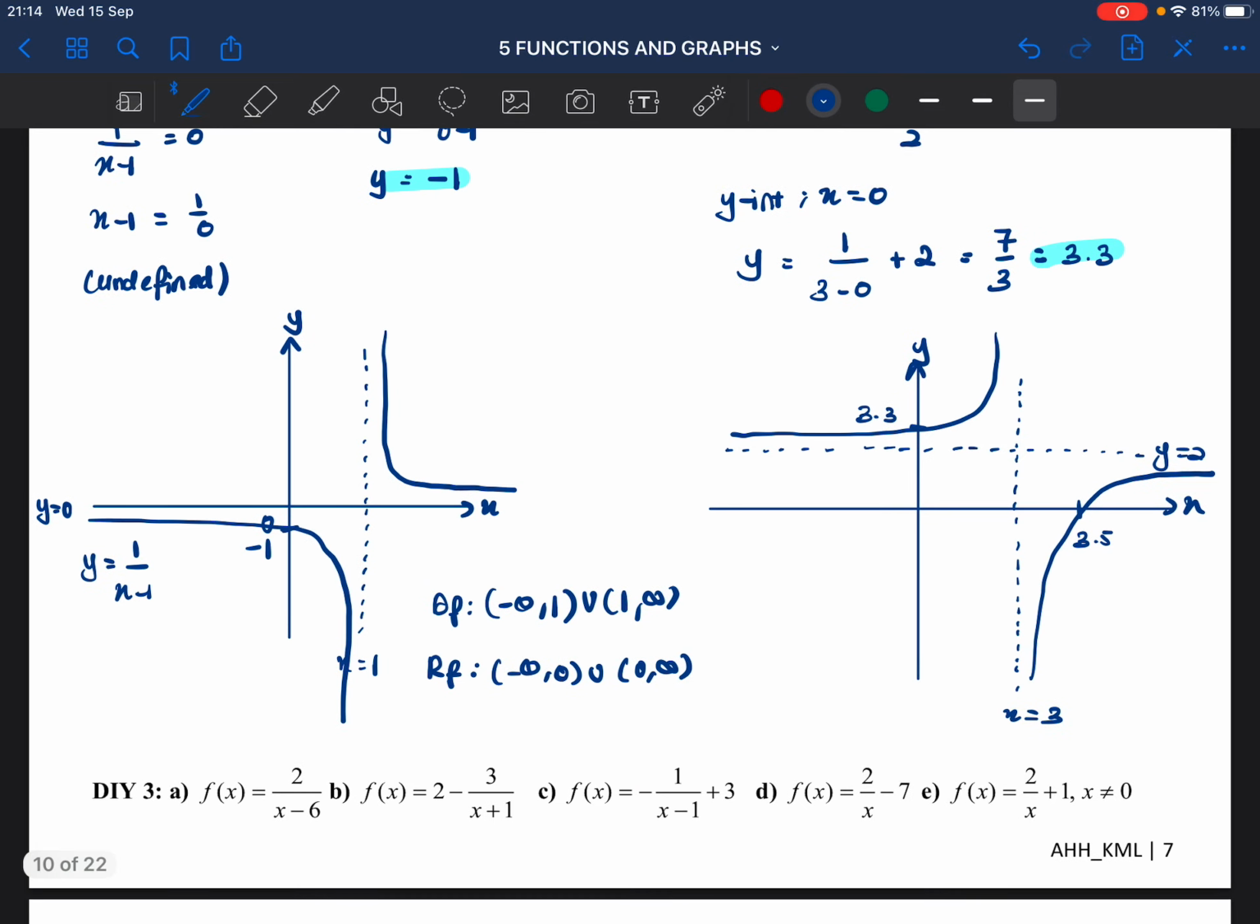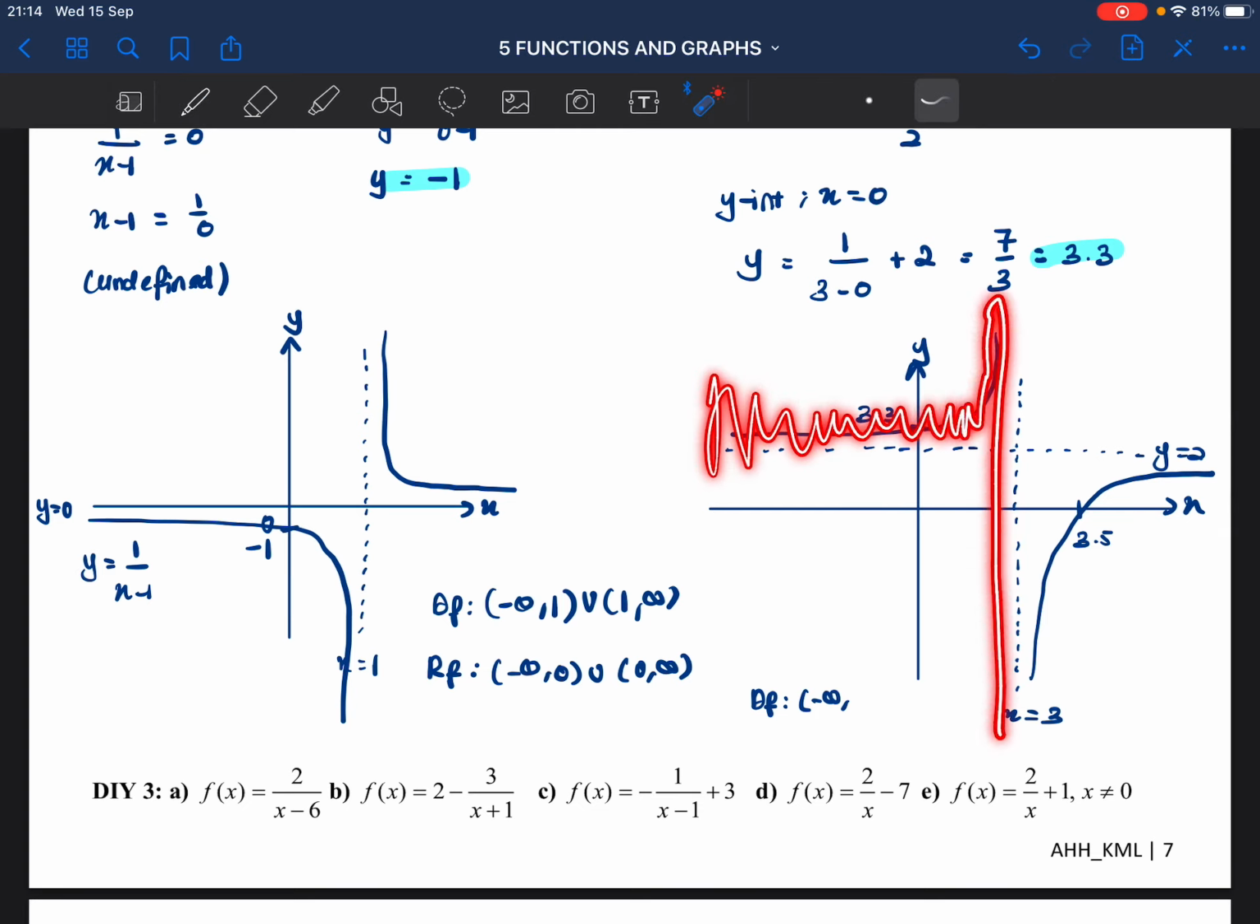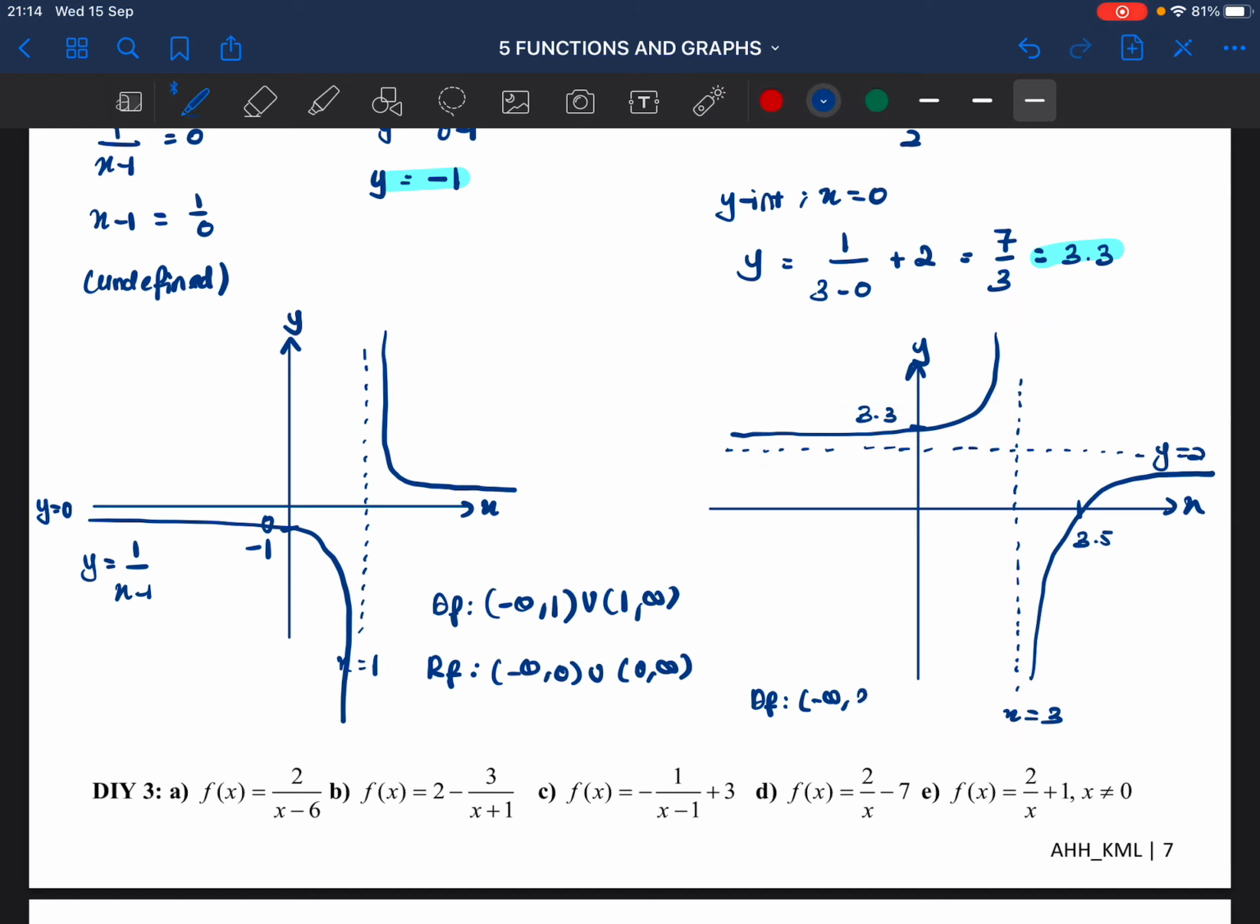So the domain and range, domain should be negative infinity to, berhenti di mana tu? 2. Silap. Domain di sini. Left to right. Okay, berhenti di x equals to 3. So negative infinity to 3 union 3 to infinity. And as for range, we will have negative infinity to 2 union 2 to infinity.